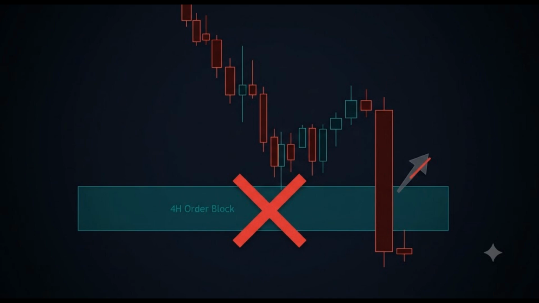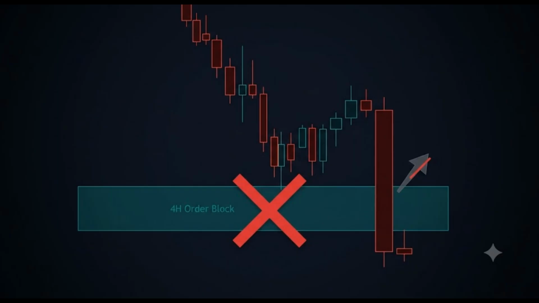Your order block didn't hold. Price blew straight through it. You got stopped out, and then, within the same session, you watched price retrace back to that exact level and stall there. The level that just destroyed your long trade is now acting as resistance.